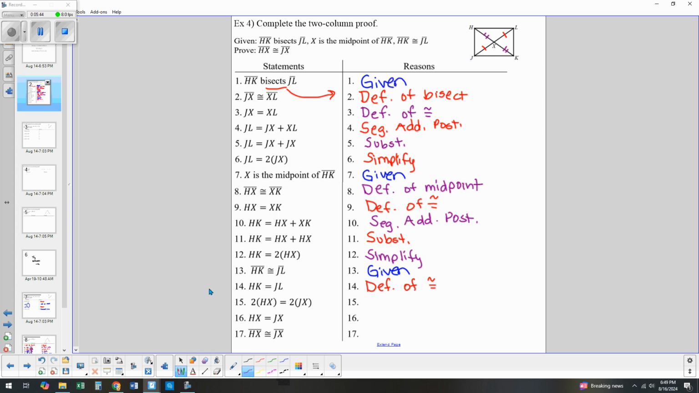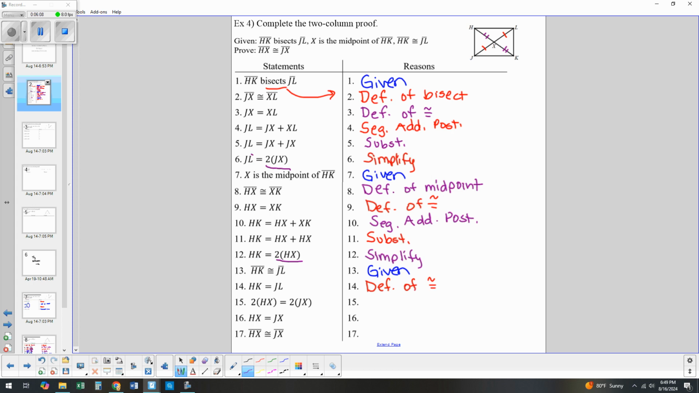Here is where it gets super tricky. So I have this statement here, and I recognize that I've seen 2 times hx before. I saw 2 times hx right here. And I've seen 2 times jx before. I saw 2 times jx way up here. But they're not equal to the same thing. So we're going to have to go one step further.